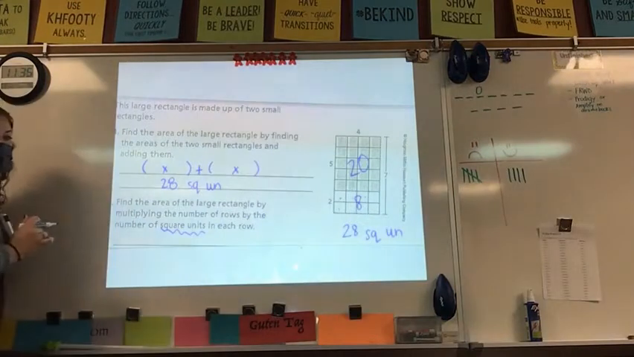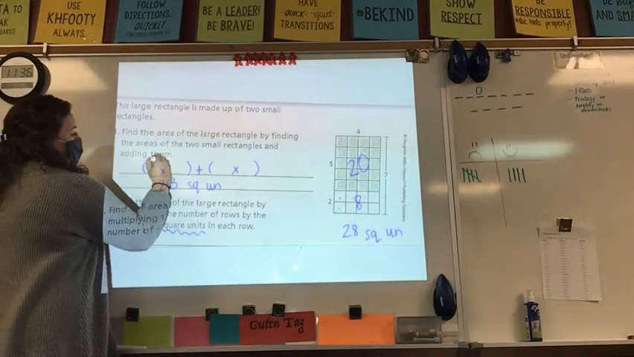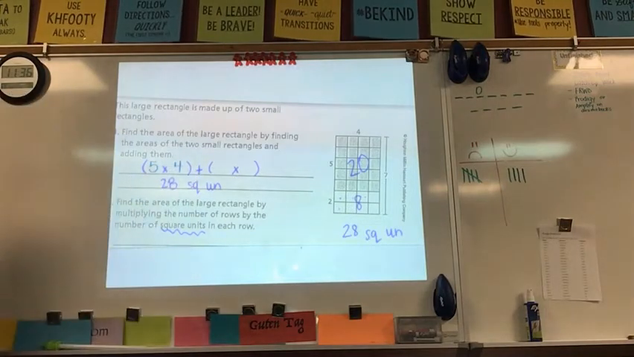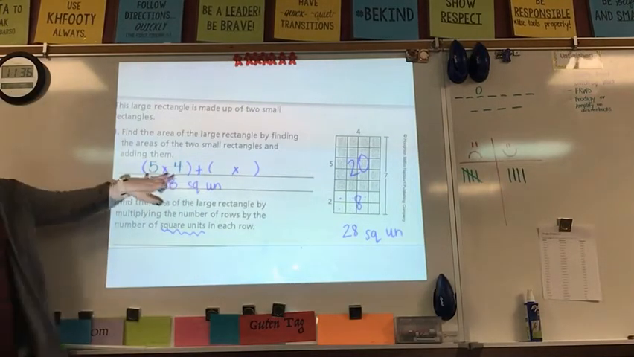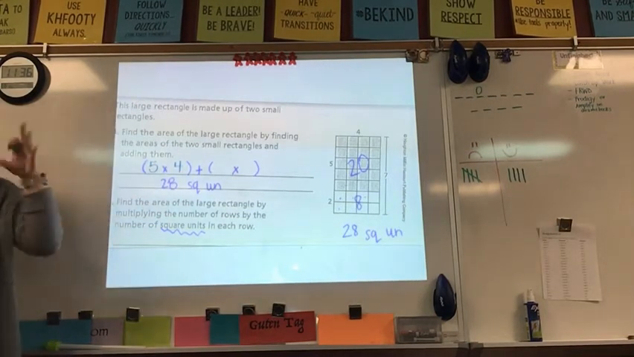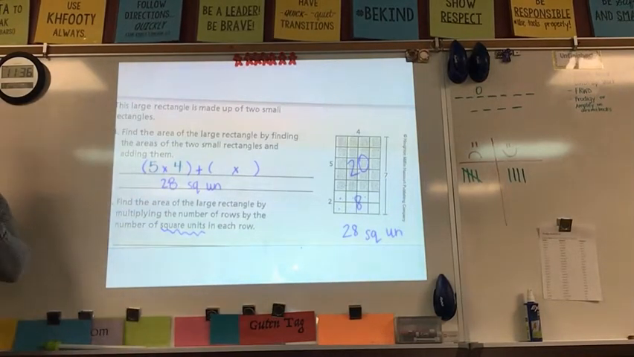And everybody double check yours. The first shaded part is a 5 by 4. So in your hug marks, go ahead and look at yours. In your hug marks, you're going to have a 5 by 4. And then the next one is a 2 by 4, representing the top part.